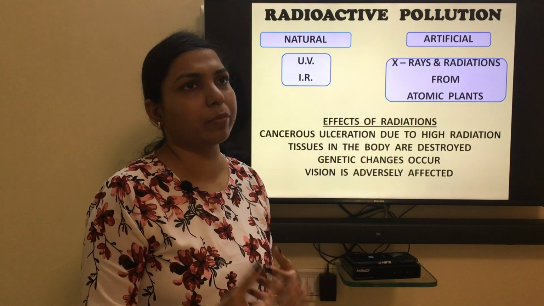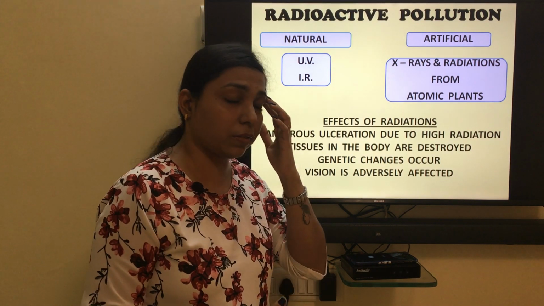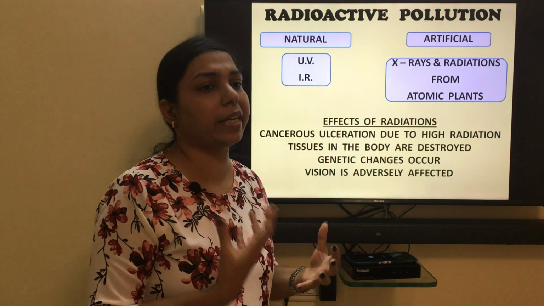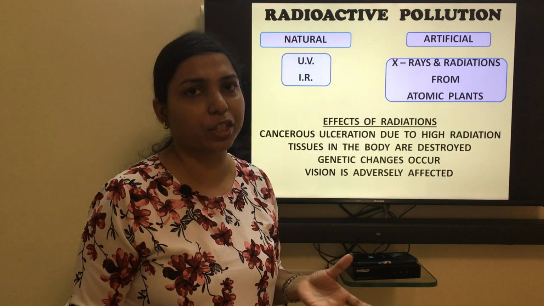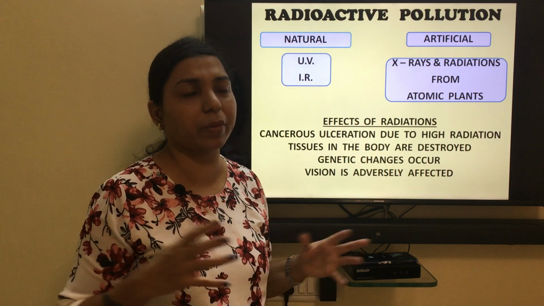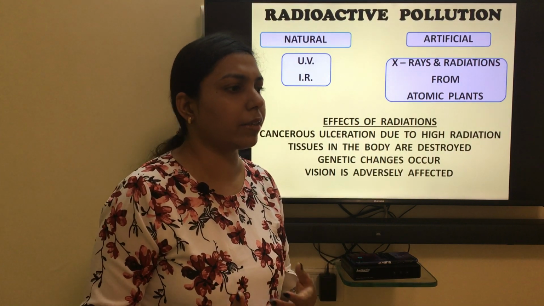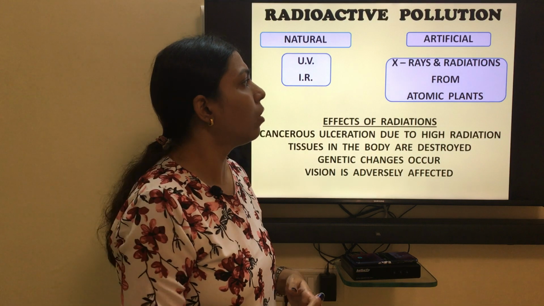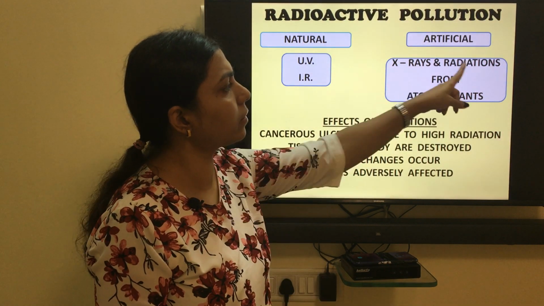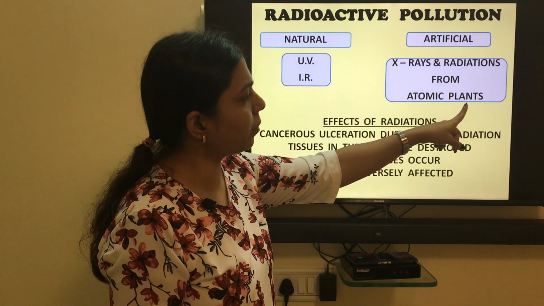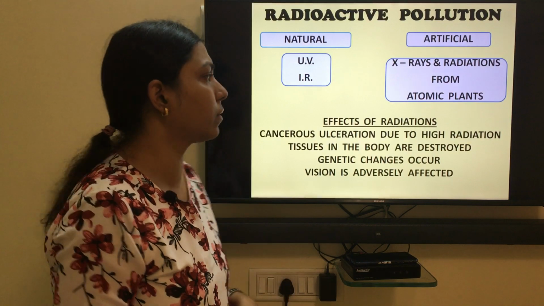Wherein you have different types of experiments being done with regards to nuclear substances. Okay, if there is any kind of leakage from those particular places, it can cause a lot of harmful radiations in the places around. The people living in the surrounding area can get harmed in a very harmful way. Okay, so these types of radiations, X-rays and radiations which are coming from atomic plants, these are something which can be controlled by human beings.